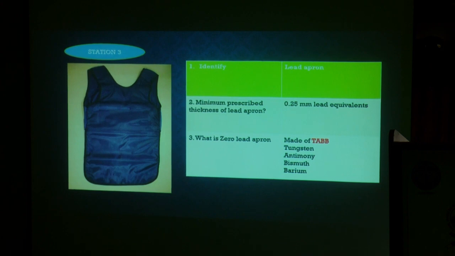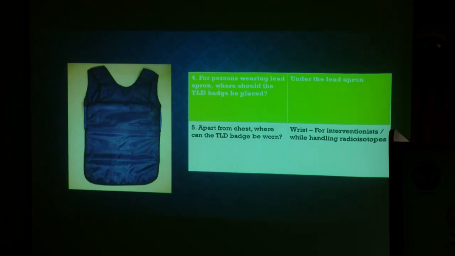So what is the minimum prescribed thickness of a lead apron? The Atomic Energy Regulatory Board of India gives the guideline that 0.25 mm lead equivalent should be in the lead apron. Minimum 0.25 mm lead equivalent. For persons wearing a lead apron, where should the TLD badge be placed? Outside the lead apron or inside it? Apart from the chest, it can also be placed at the wrist for interventionists and while handling radioisotopes in nuclear medicine.